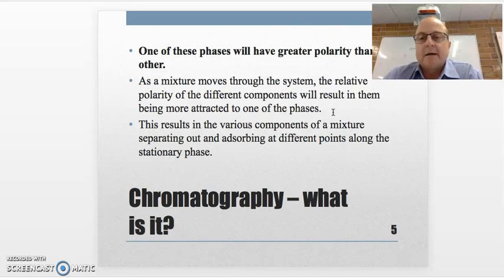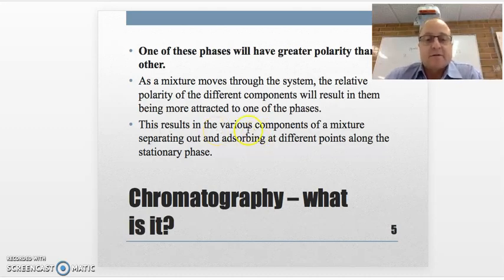So let's say we've got a polar stationary phase and we've got a non-polar, or a much lower polarity, mobile phase. If we had a polar molecule, that's going to be much more attracted to the stationary phase because it is also polar. Whereas if we had a non-polar molecule, it would be much more attracted to the mobile phase, which is also non-polar. So it really depends on the relative polarities of the mobile and stationary phase which one the substances within a mixture will be more attracted to.